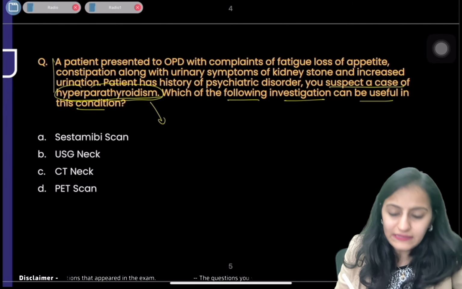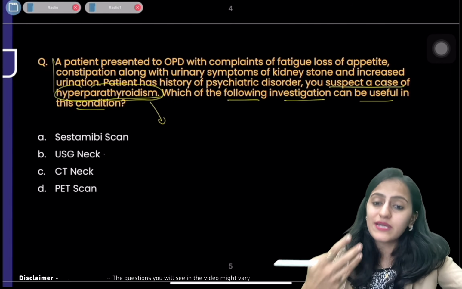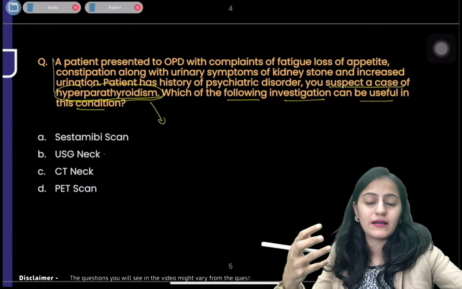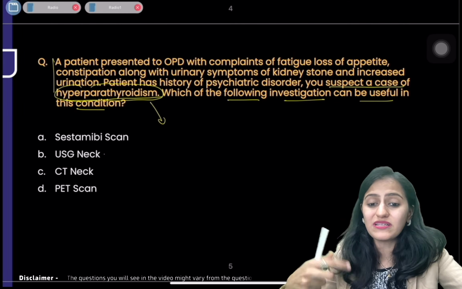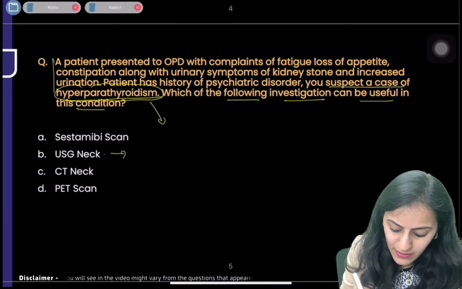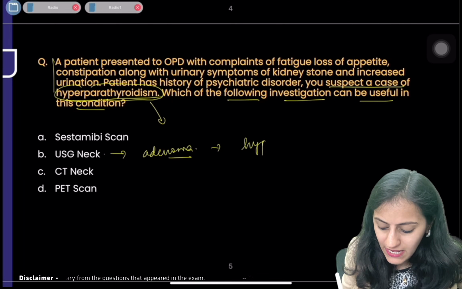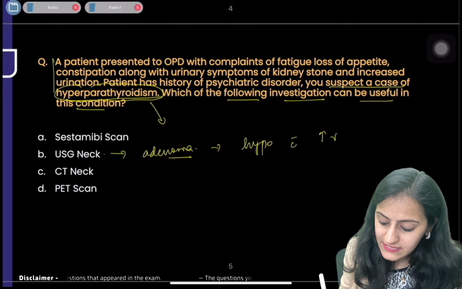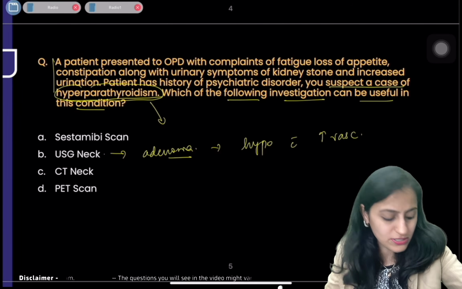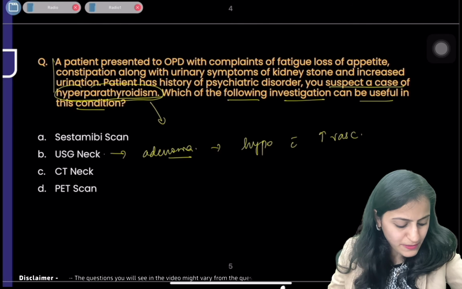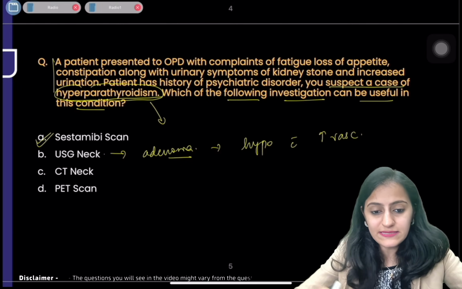So hyperparathyroidism, ideally USG neck can also help in localizing the parathyroid. Parathyroid adenoma appears very hypoechoic with high vascularity. So on USG neck also we can localize the adenoma, which appears very hypoechoic with increased vascularity. But it will not be a very specific diagnosis. More specific that we have is the Sestamibi scan. Okay, that is the Sestamibi scan.